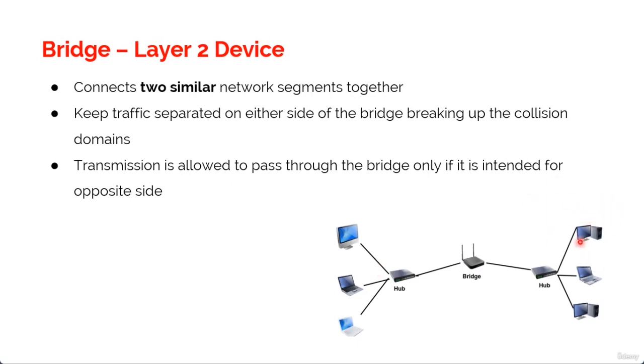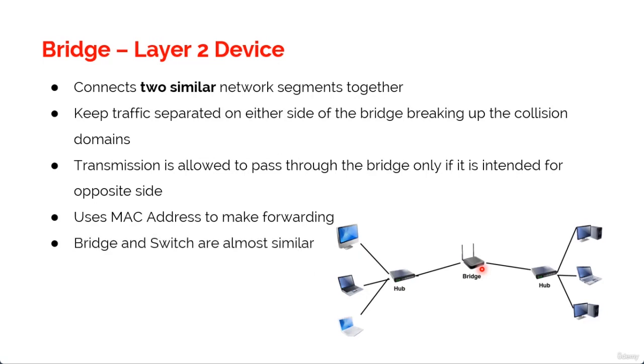The transmission is allowed to pass through the bridge only if it is intended for the opposite side. For example, if this PC wishes to send a packet to this PC, then only the bridge will allow the packet to pass. And that is why some network gurus also call a bridge an intelligent hub. Basically, it is transmitting the packet to and fro in the network. It is the same function as the hub. But in this case, the bridge is using its mechanism to see if that packet is truly intended for the opposite side of the network. It just doesn't keep on transmitting random packets to each and every receiver.